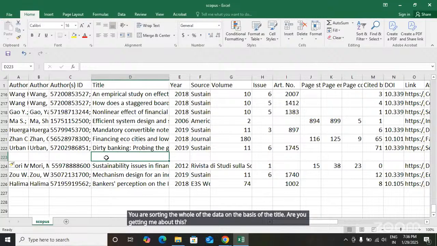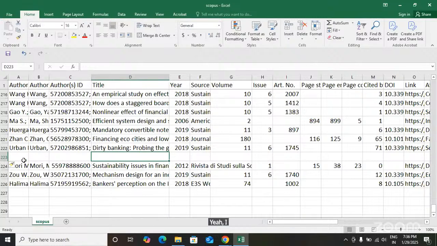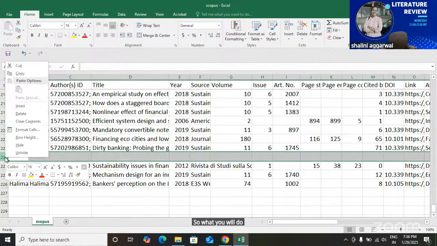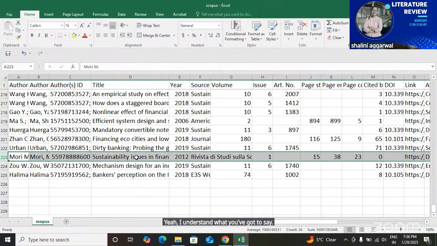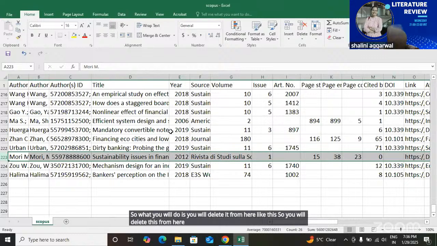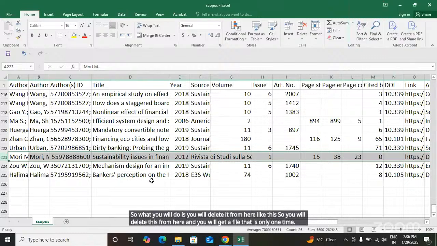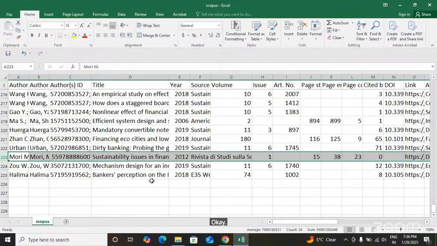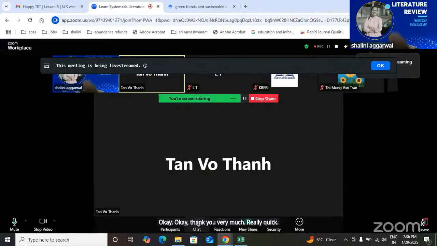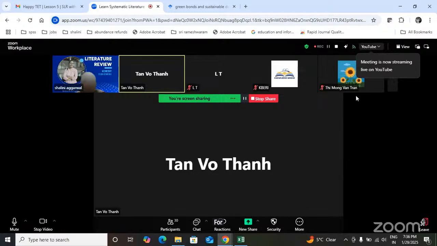Yes, I understood. So what you will do is you will delete it from here like this. So you will delete this from here and you will get a file that has it only one time. Okay. Is it clear? Okay. Thank you very much. It's really clear.